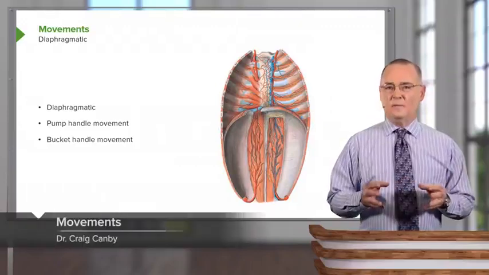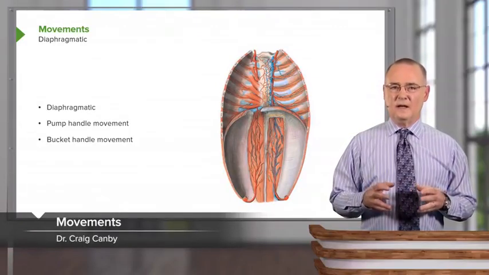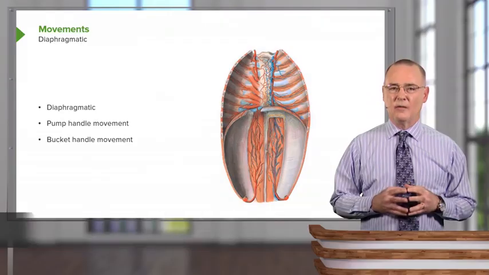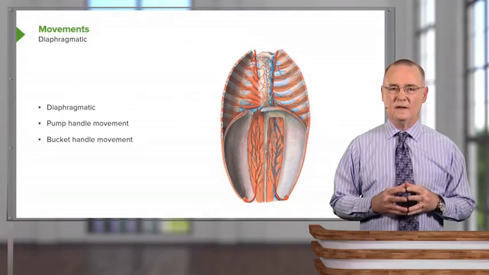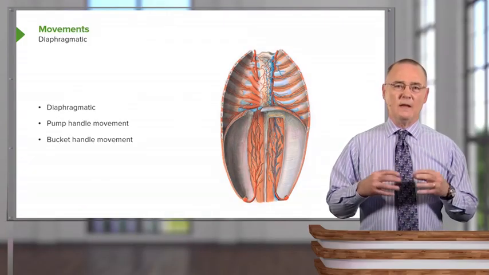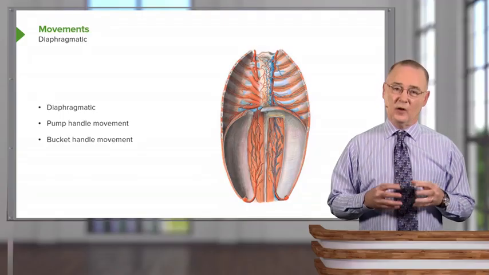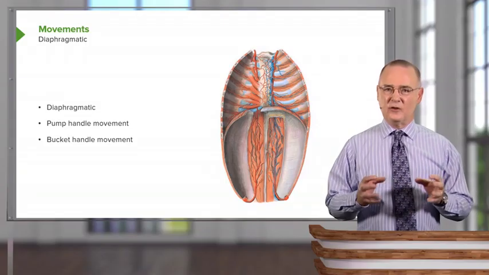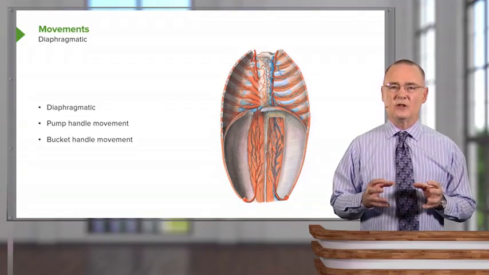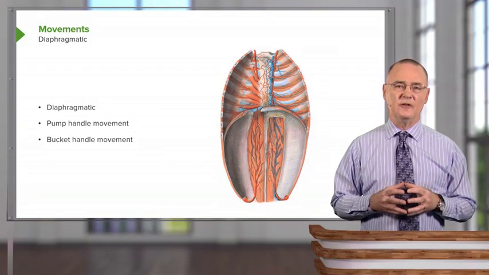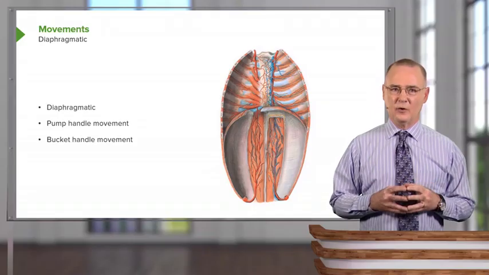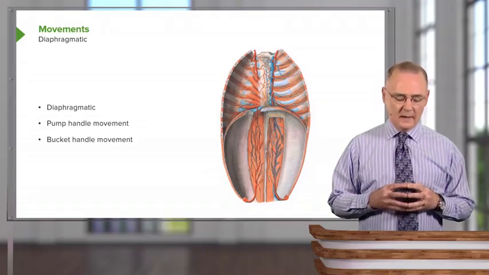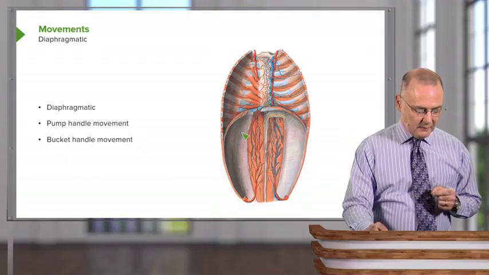Now we want to shift our attention to movements of the thoracic wall as well as the diaphragm. The way the thoracic wall is constructed, along with the diaphragm, these structures are well suited to change thoracic volume that is necessary for respiratory movements. The diaphragm is shown here.